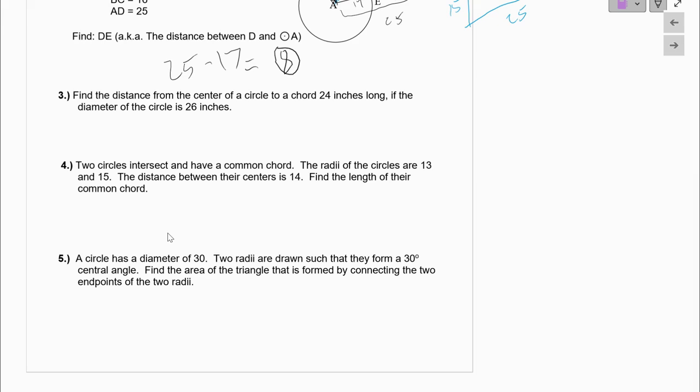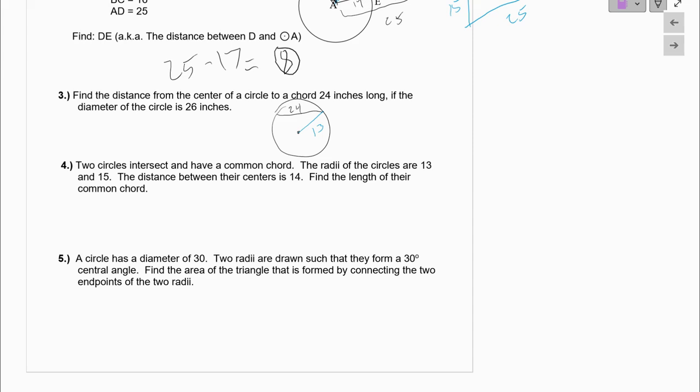All right, so it says find the distance from the center of the circle to a chord 24 inches long, if the diameter of the circle is 26 inches. So we have some chord. It's 24 inches. We got the center, and they tell us the diameter is 26, which means our radius is 13, right? Well, we want to find the distance from the center to this chord.